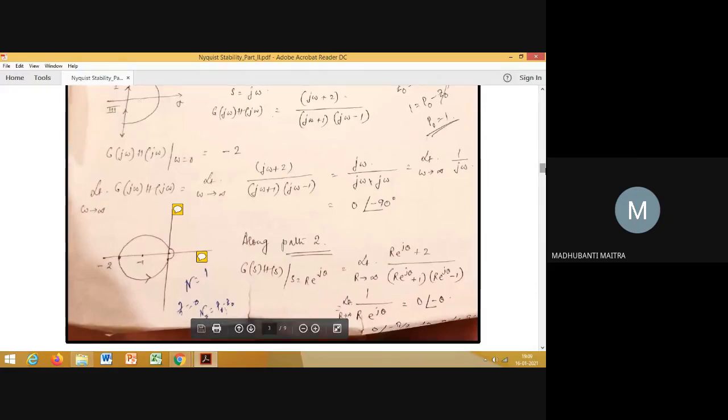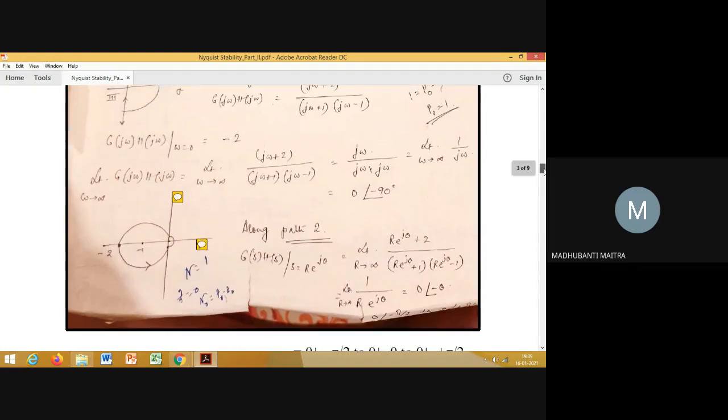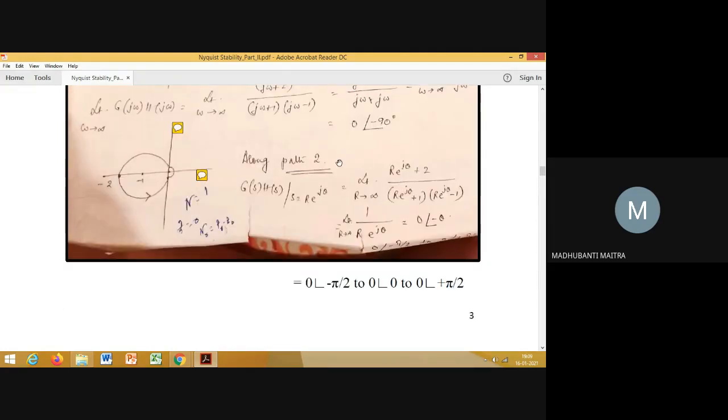Now along path 2, we know that S is equal to r e to the power j theta. So along path 2, S is equal to r e to the power j theta, limit r tending towards infinity, and theta is varying from plus pi by 2 to minus pi by 2. Anyway, so G(S)H(S) is equal to limit r tending towards infinity, S is being replaced by r e to the power j theta plus 2. So this is the numerator, and in the denominator we are getting two factors. One is r e to the power j theta plus 1, the second one is r e to the power j theta minus 1, right? And since r is tending towards infinity, this is negligible, this is negligible, this is negligible. So we are left with r e to the power j theta by r e to the power j theta into r e to the power j theta. That means 1 by r e to the power j theta.